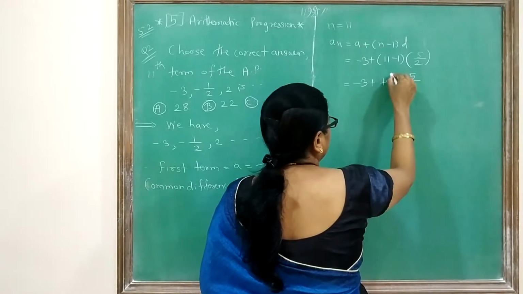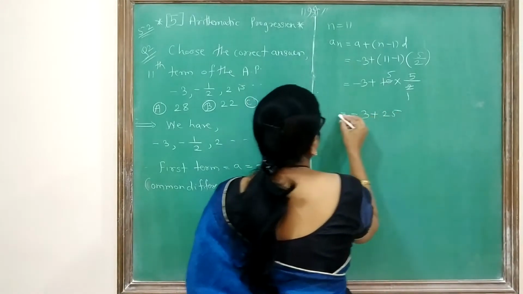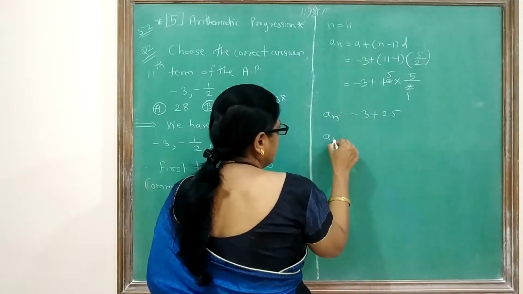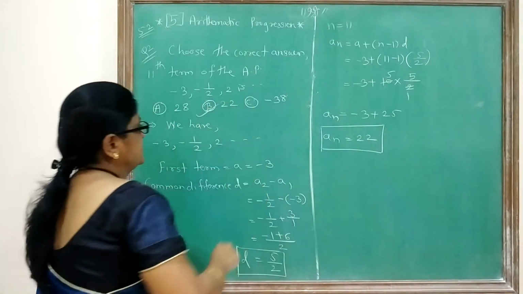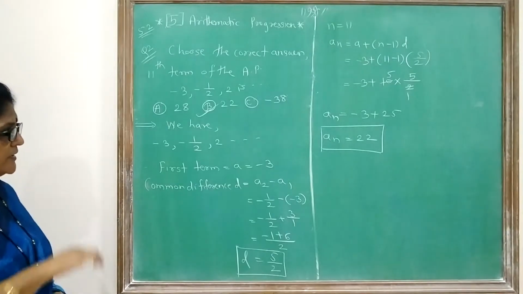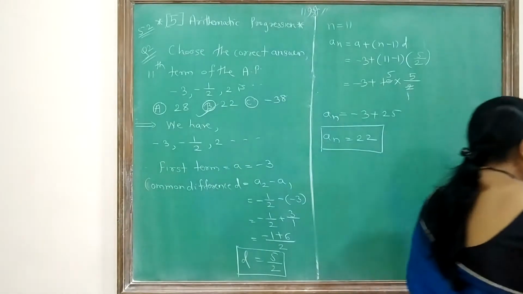2 1s are 2, 2 5s are 10. Then minus 3 plus 25. Then what is an value? An value is 22. Means your B option is correct. Then see the next example.